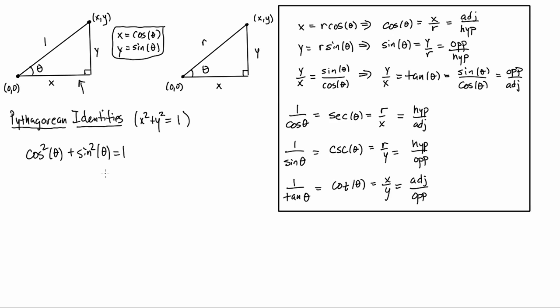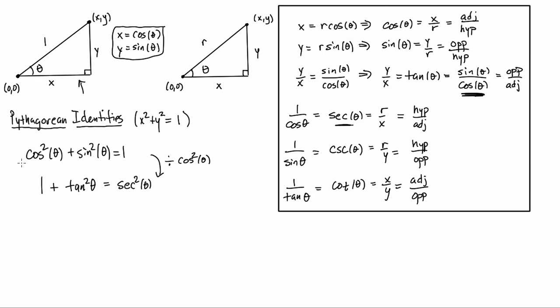Alright, if I take this identity as is and I divide through by cosine squared, then you would have cosine squared over cosine squared, which is 1, plus sine squared divided by cosine squared. Well, sine divided by cosine over here is tangent of theta, so that would be tangent squared. And then 1 divided by cosine squared: 1 over cosine is secant, so this would be secant squared theta. And so this is if I divide by cosine squared.